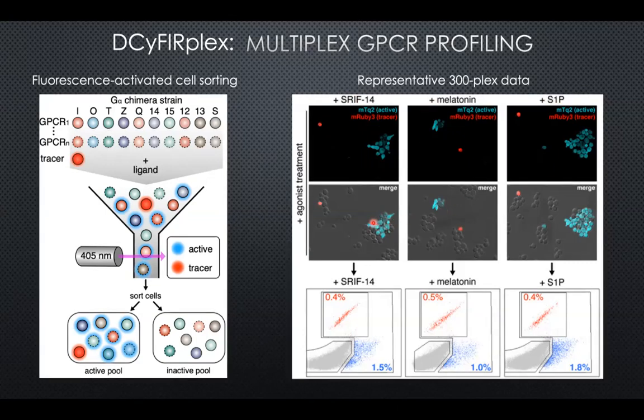But when you look at the merge, you can see in the plex that there are many yeast strains that are not activated. And this is just the nature of the plex. Only a subset of the cells are going to be activated. So of course, using gating, we can sort out the tracer population, the inactive population, and of course, we can collect the active pool. And that's what we do.